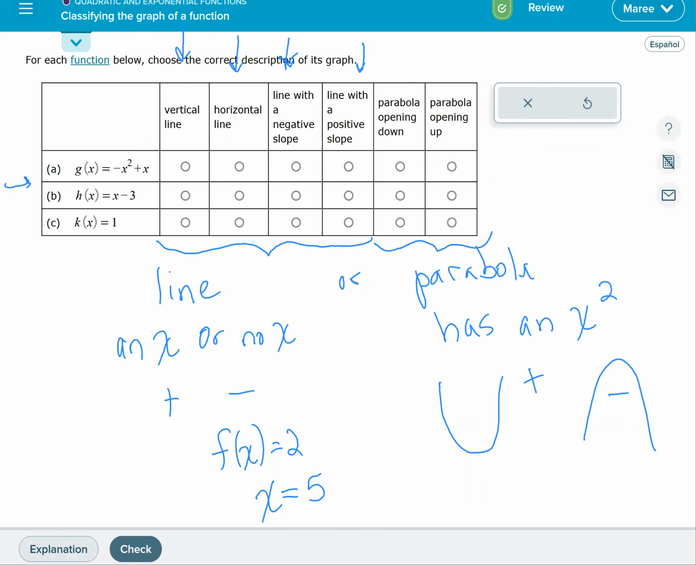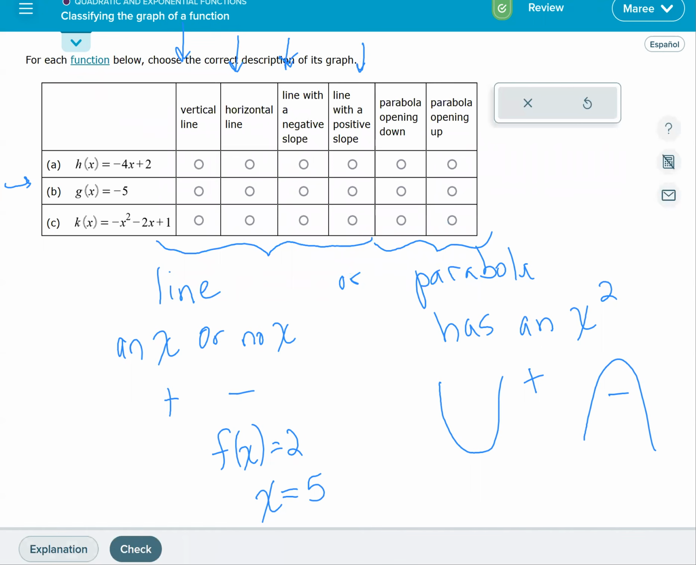Okay, so we're going to look at another example here. G of x equals negative x squared plus x. It has an x squared and it's negative, so this is a parabola opening down. H of x equals x minus 3. The slope is a positive 1, so it's a line with a positive slope. And k of x equals 1 is a horizontal line.